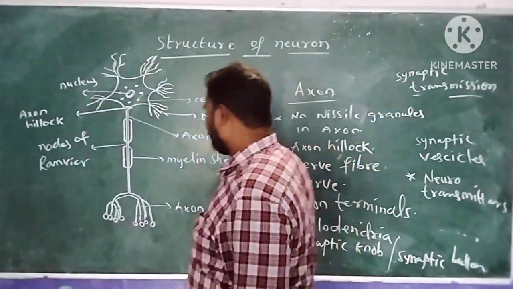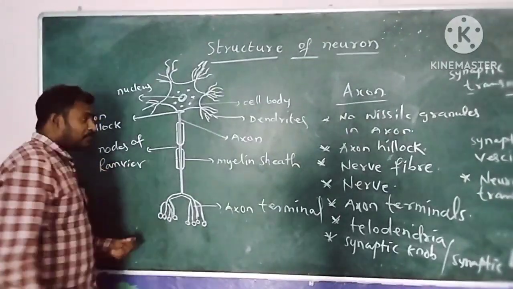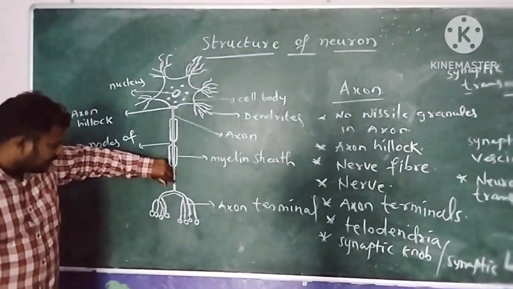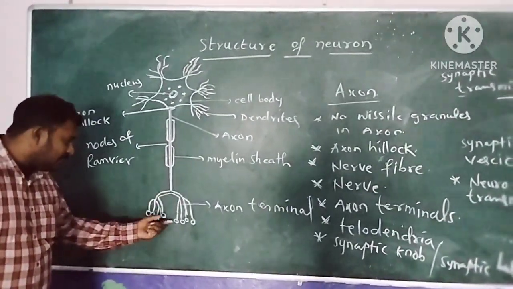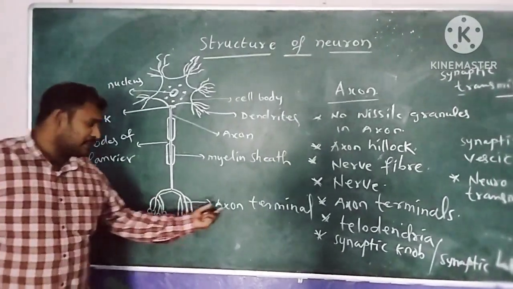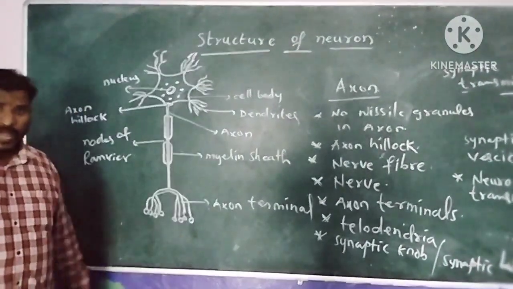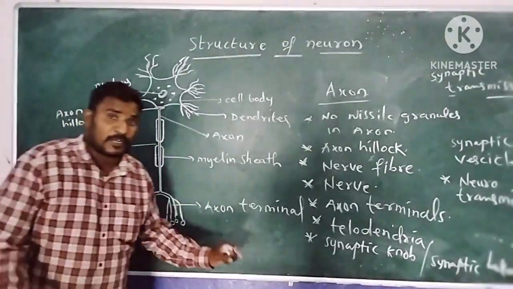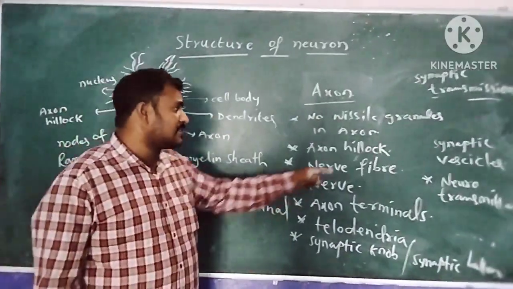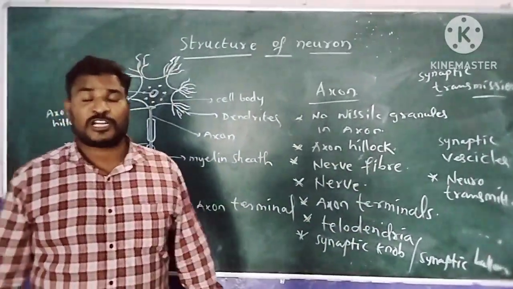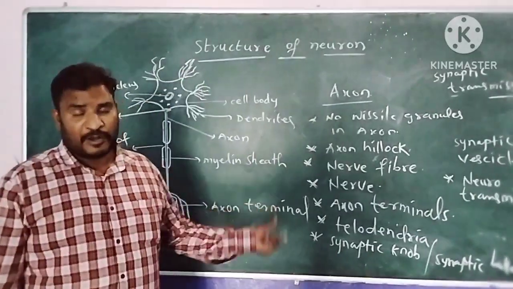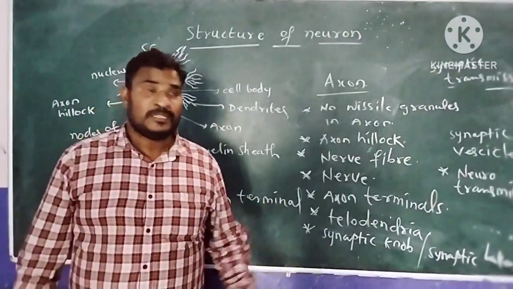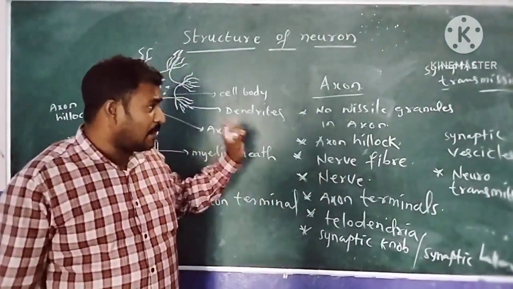Some of the important neurotransmitters are discussed next. At the end, each branch of the axon terminal becomes swollen. That swollen structure is called the synaptic knob, and within it some vesicles are present. They are synaptic vesicles, filled with chemicals called neurotransmitters. These neurotransmitters help in the transmission of information from one neuron to another. That is called synaptic transmission.